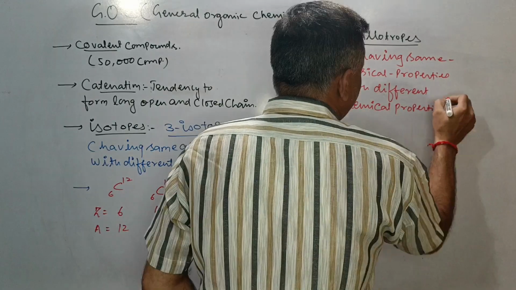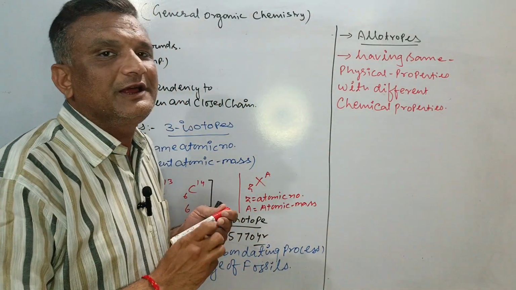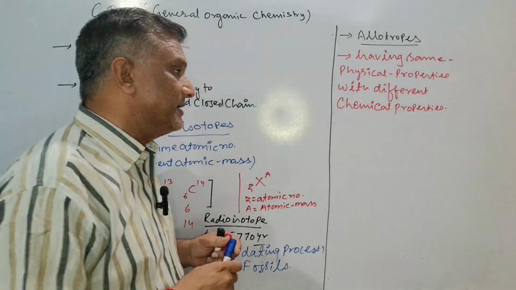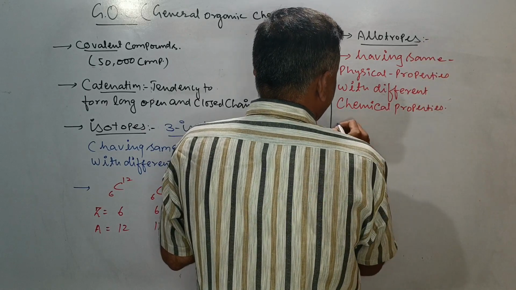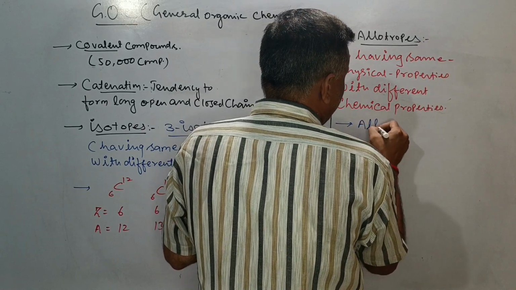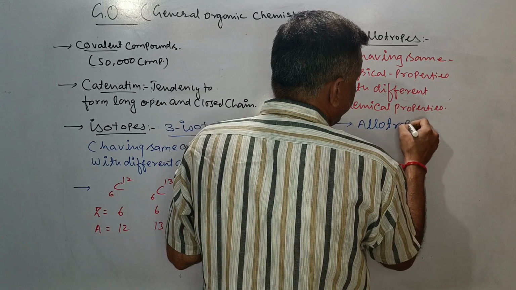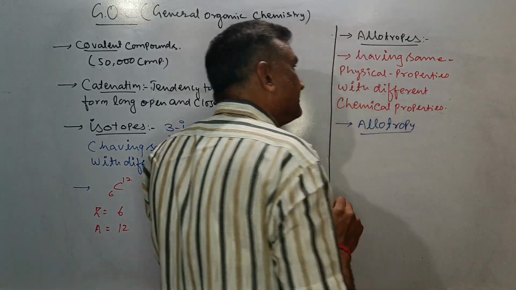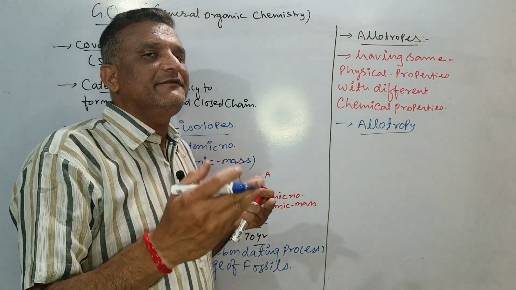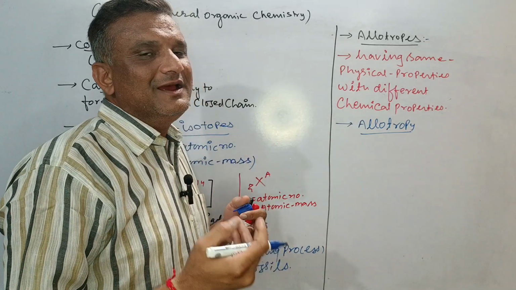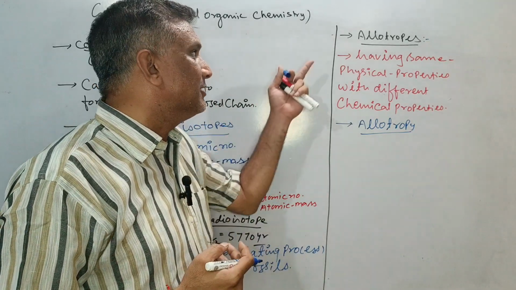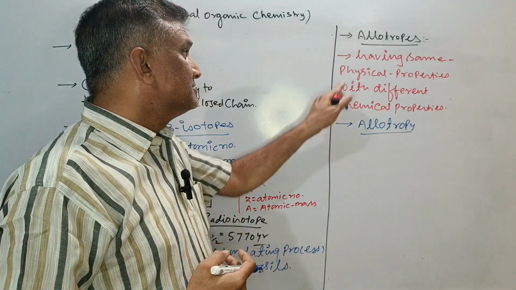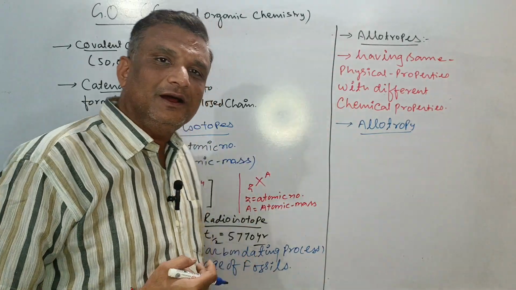Those are known as allotropes. And if we go with this phenomenon, then it is called allotropy. This is very important, because many elements exist in different states, having the same chemical composition but different physical properties. They are all known as allotropes. So this is the time to discuss carbon.